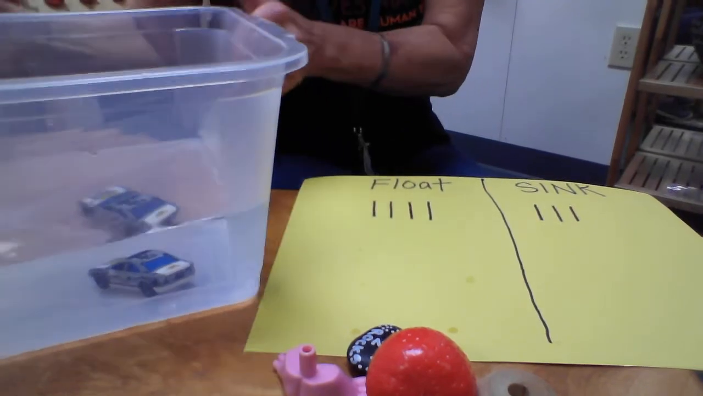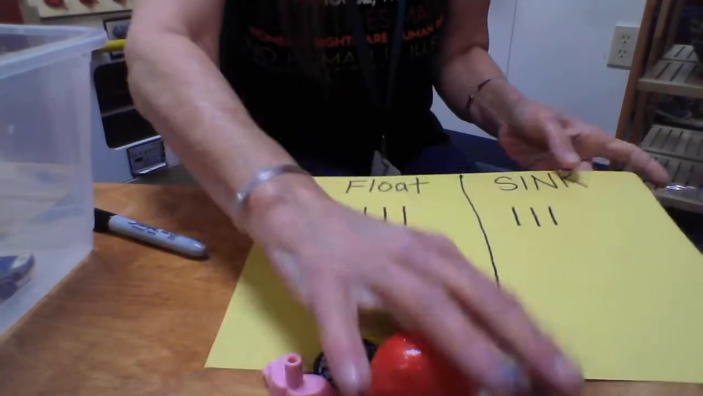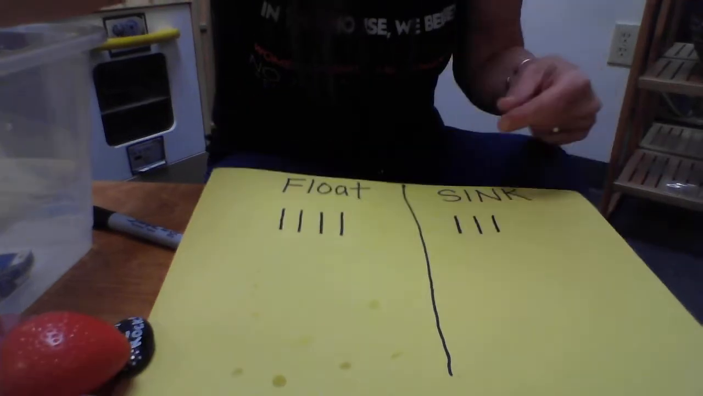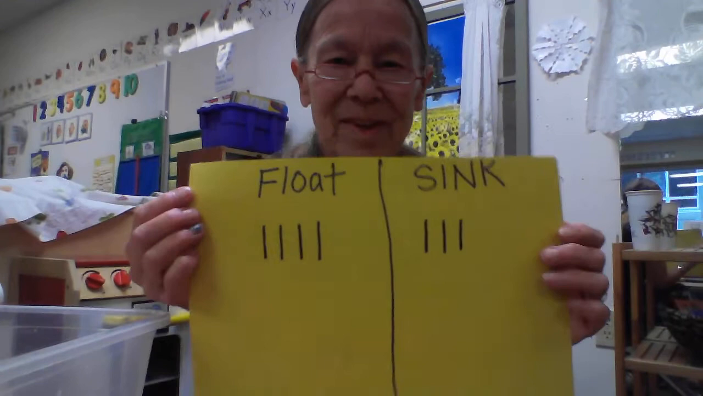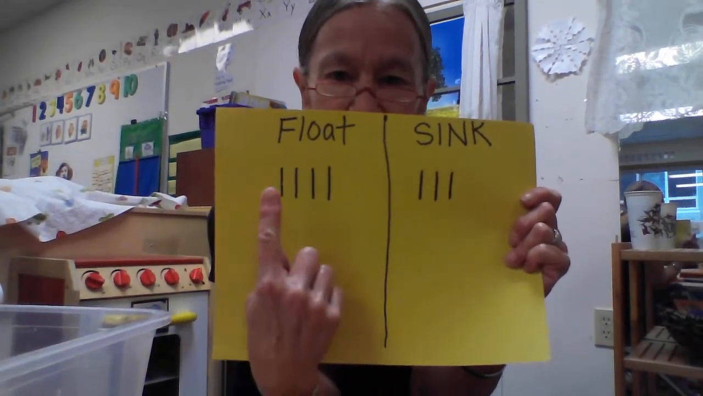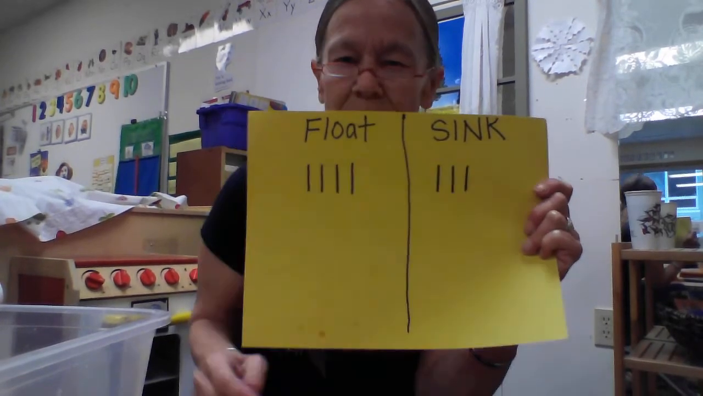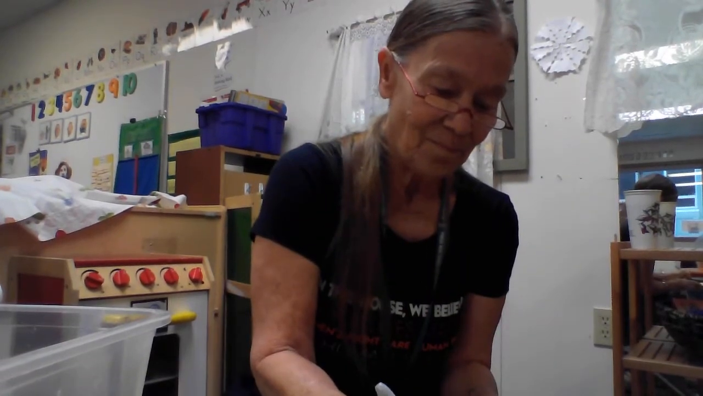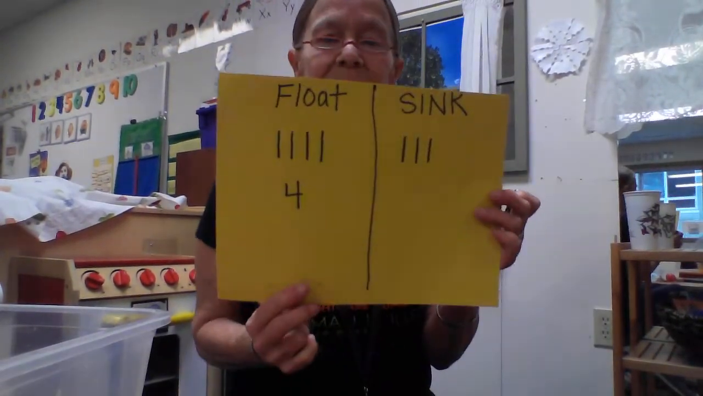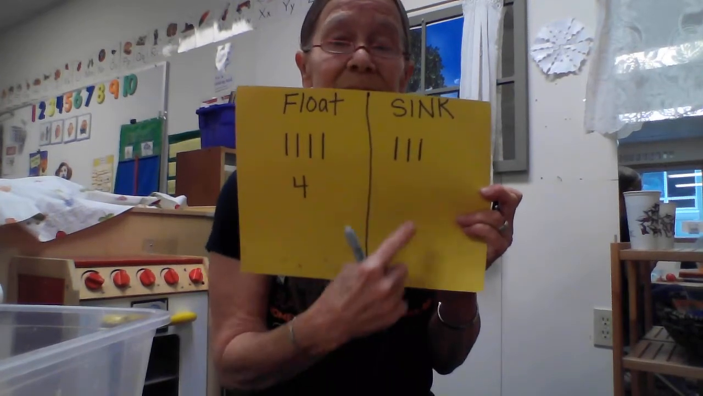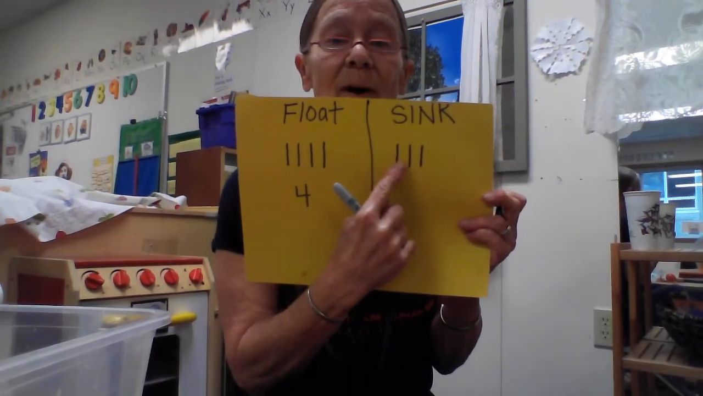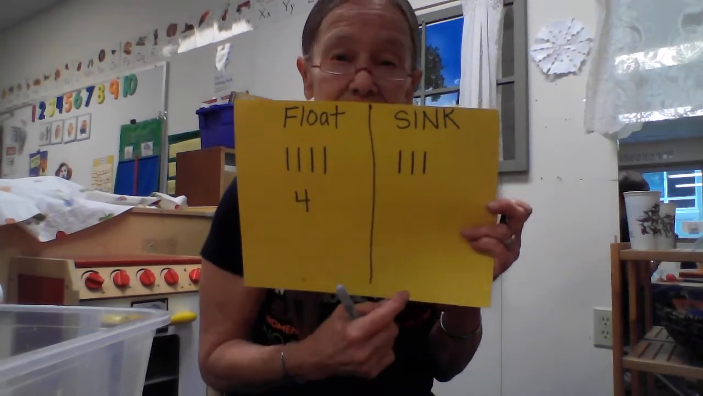We are all done with seeing what sinks and what floats. There's our numbers. That was fun. Look at our numbers. How many things floated? 1, 2, 3, 4. So 4 things floated. How many things sank? Count your tallies. 1, 2, 3. 3 things sank.